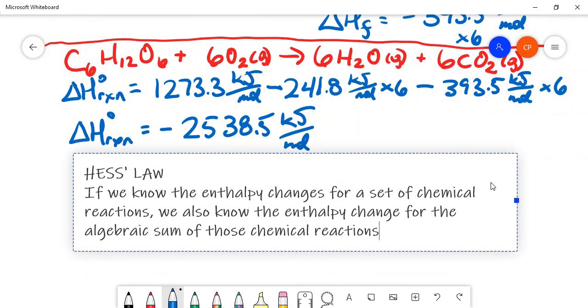If we know the enthalpy changes for a set of chemical reactions, we also know the enthalpy change for the algebraic sum of those chemical reactions. And we get that enthalpy change by simply adding up all of the enthalpy changes for those particular reactions.